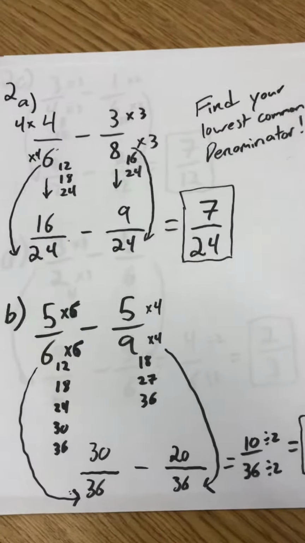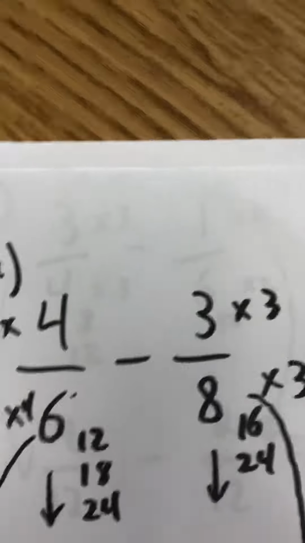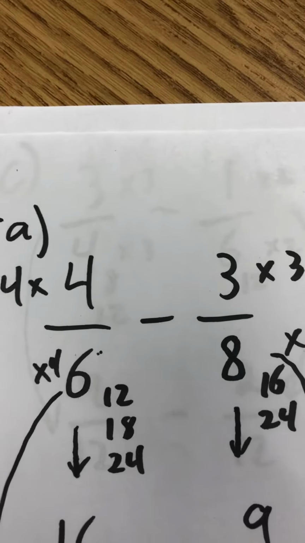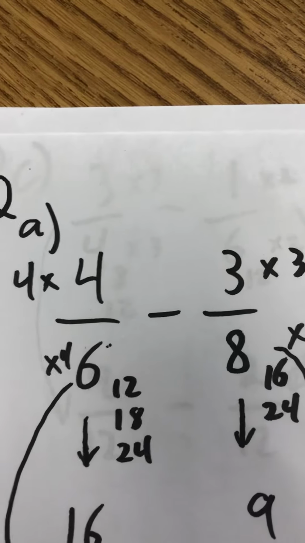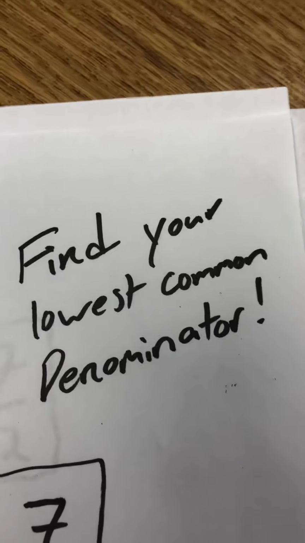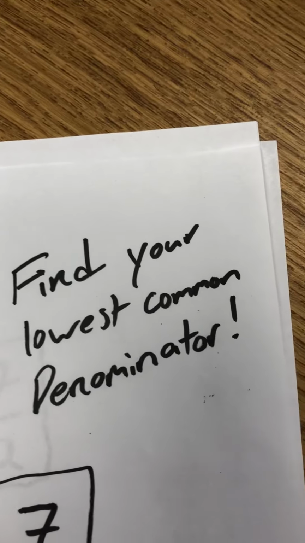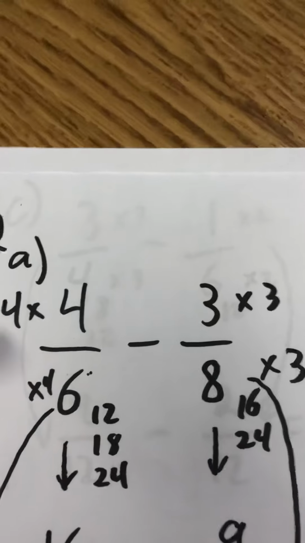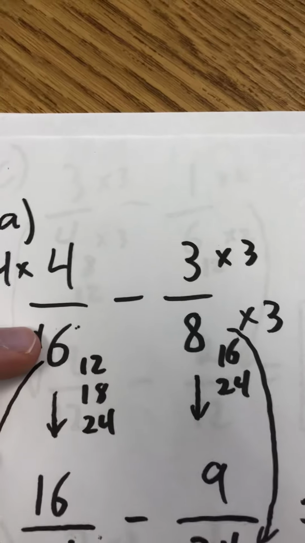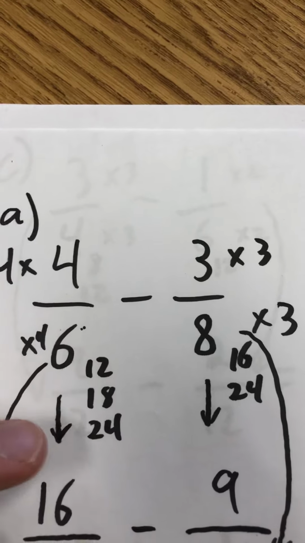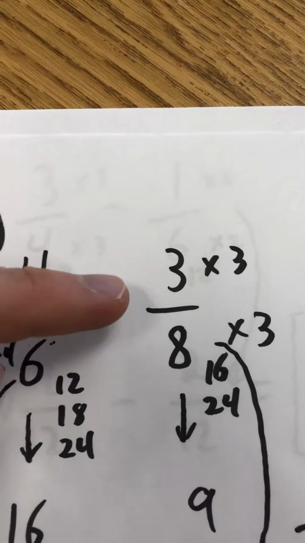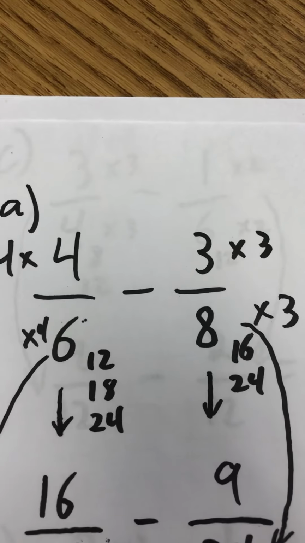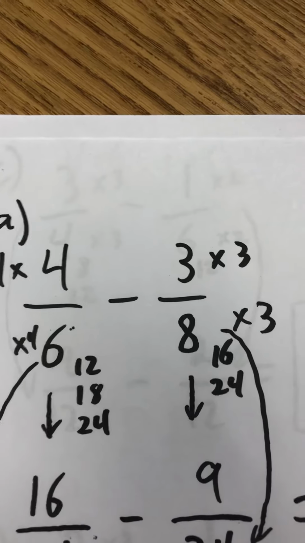Flipping through. Number 2. You had 4 over 6 minus 3 out of 8. A little bit different in these questions. The first thing you have to do is to find your lowest common denominator. And to do that, you need to find a number that both of these will go into. So factors of 6, we go 6, 12, 18, 24. Pause there. We went 8, 16, 24. We then found that 24 is our lowest common denominator for these two fractions.